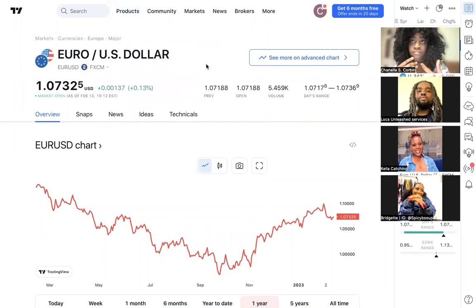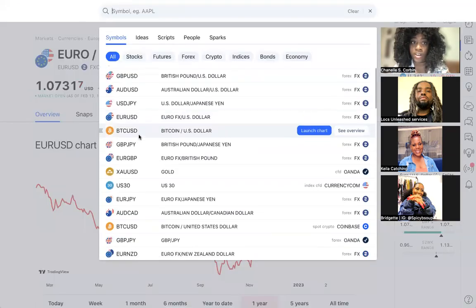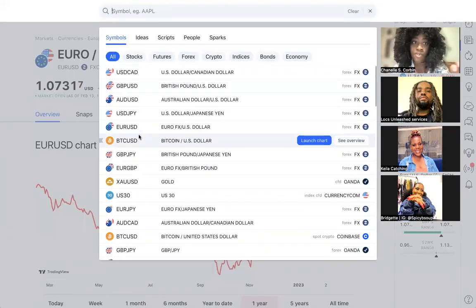And just like any other website that you use for trading, you have to select which currency, which asset, which thing you're going to be trading. So you can click search and all of the currency pairs will come up. Or if you are into trading things like stock, futures, crypto, indices, bonds, you have all those options here as well. So we typically focus on currencies because that's what the foreign exchange market focuses on.